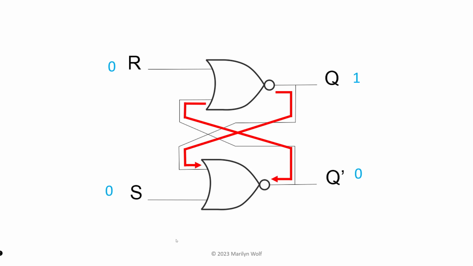Now if we remove that value from S, so S is now set to 0, the latch retains that 1 value. The arrows here show the flow of current between the two cross-coupled logic gates. That current is what stores the value in the latch. If we want to store a 0 in the latch, we would temporarily set the reset or R input to 1. That would cause Q to be 0 and Q prime to be 1.